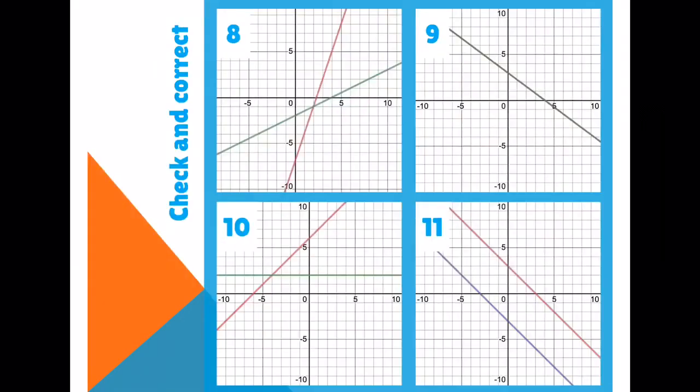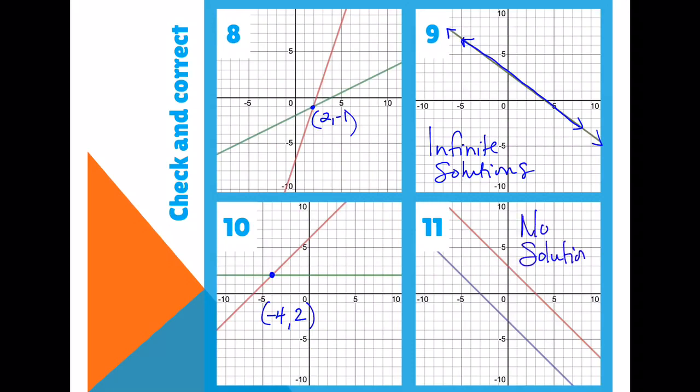Let's take a look at your answers for 8 through 11. Double check. For number 8, we have exactly 1 solution, and that is this point right here at 2, -1. For number 9, we have 2 lines lying right on top of each other, and we really should represent this with another line and arrows to show that we have 2 lines. So this system shares an infinite number of solutions. For number 10, we have 1 solution, and that is the point -4, 2. And finally, for number 11, we have two parallel lines, and we know that those lines will never meet, and therefore the system has no solutions.